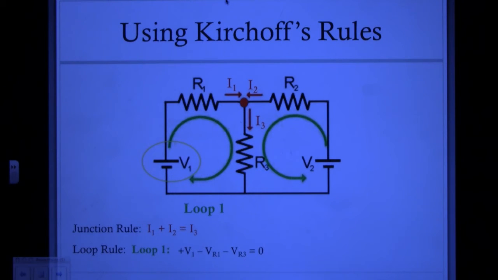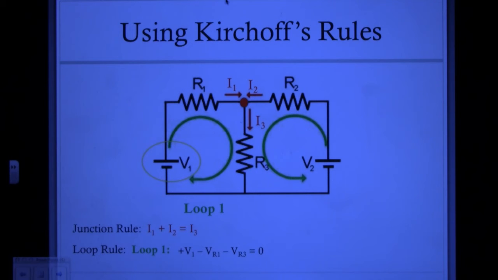Continuing on through the circuit, we then meet resistor R1. By convention, the voltage across a resistor is considered negative. So we will write this as minus V sub R1, meaning the voltage across resistor 1.